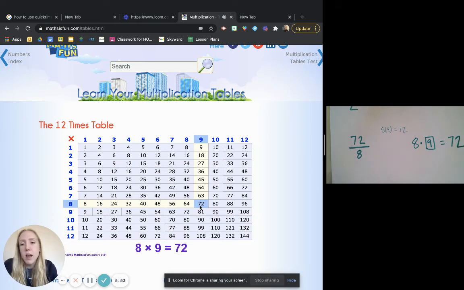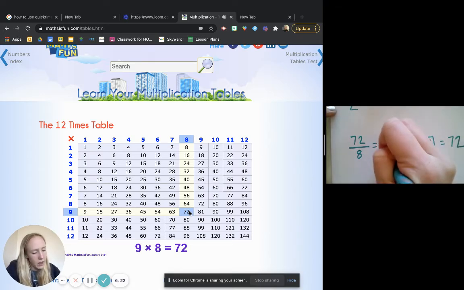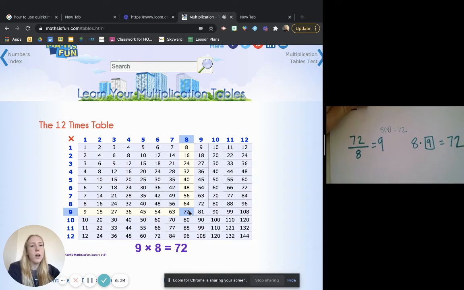Now, you guys, you can do the same thing if you find 8 across the top. So watch this. Okay, I want to know what I multiply 8 by to get 72. Here's 8. I'm going to go down that column until I find 72 because I want to know what you multiply 8 by to get 72. There it is. It still shows up as 9, and you still find the 72. So 72 divided by 8 equals 9.